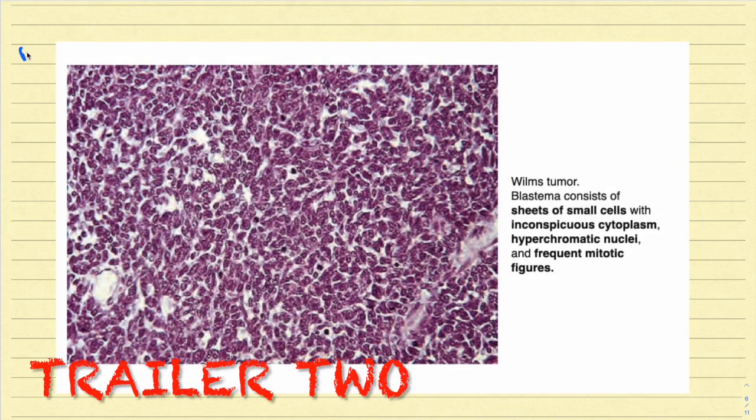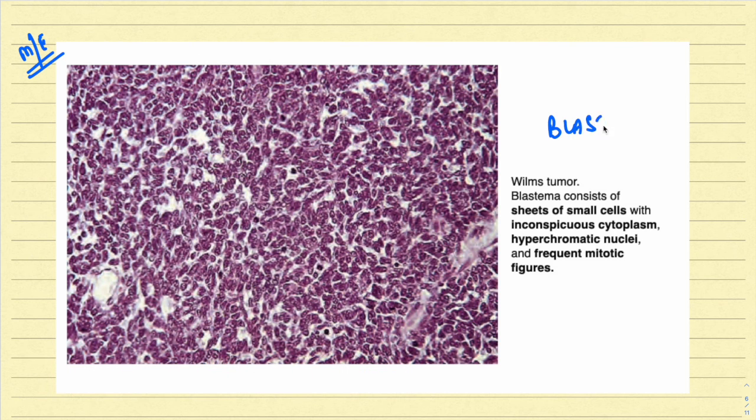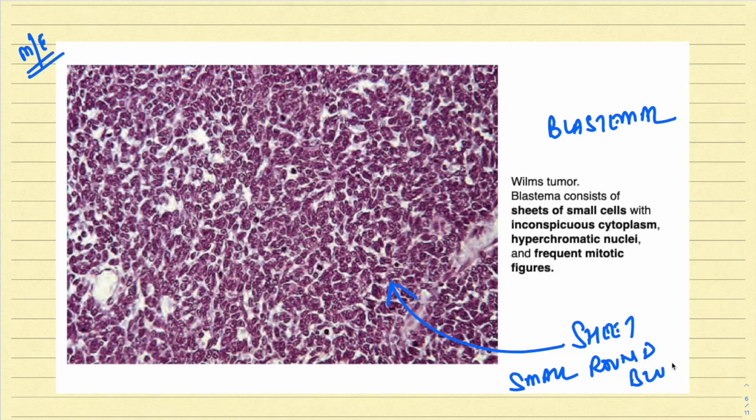Coming to the microscopic examination of the Wilms tumor, this is the first element, the blastemal element. You can see classical sheets of small round blue cells, which constitute the primitive blastemal component. The nucleus is hyperchromatic and there are frequent mitotic figures, as we can appreciate in this diagram. These are all the mitotic figures that we can see. So this constitutes the blastemal component of the Wilms tumor.